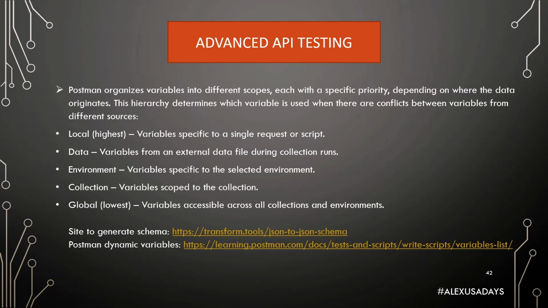Now, we will be verifying schema, and there's a good site to generate schema from the JSON. You can use any one that you like, or you can even type it out yourself if you want. And we will be using Postman dynamic variables, and I have links here where you can grab those. All right, so let's get into it.